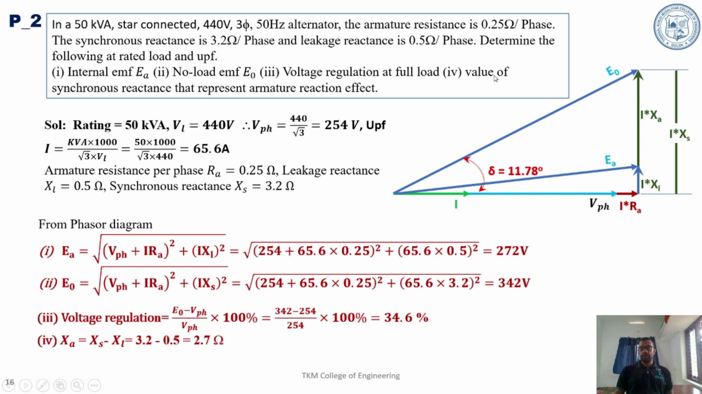The fourth parameter we need to find out is the value of synchronous reactance that represents the armature reaction effect. As we know, synchronous reactance is the total reactance of the machine, which includes fictitious reactance plus leakage reactance. So the fictitious reactance that represents armature reaction is obtained by this expression, XS minus XL, and it is obtained as 2.7 ohm.